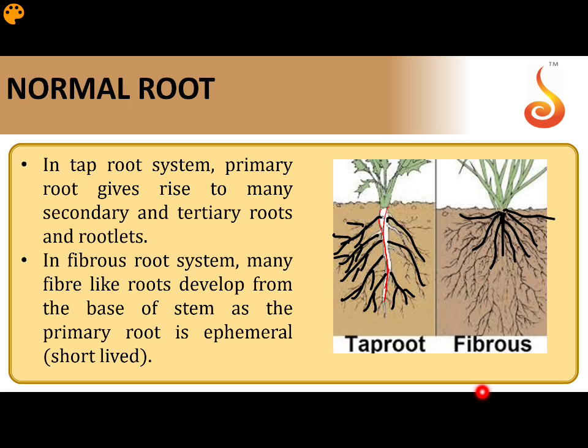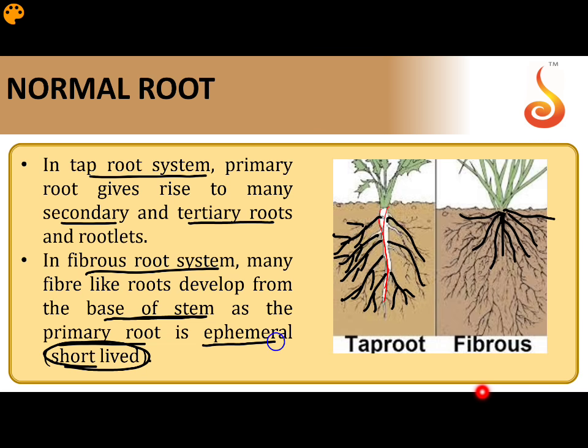So, we read it in taproot system. Primary root gives rise to many secondary and tertiary roots. In fibrous root system, fiber-like roots develop from the base of the stem. This is very important. Why does this happen? Because the primary root is short-lived. Short-lived, the word is ephemeral. Something which quickly dies off is called as ephemeral.